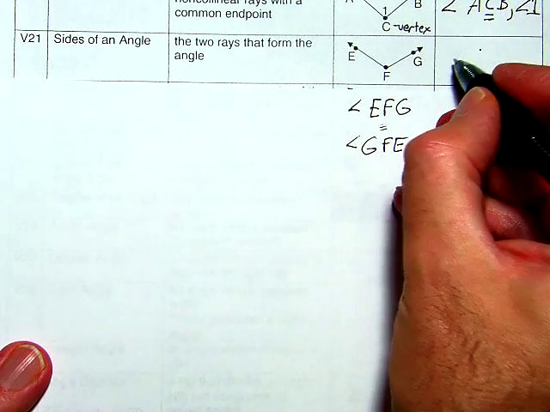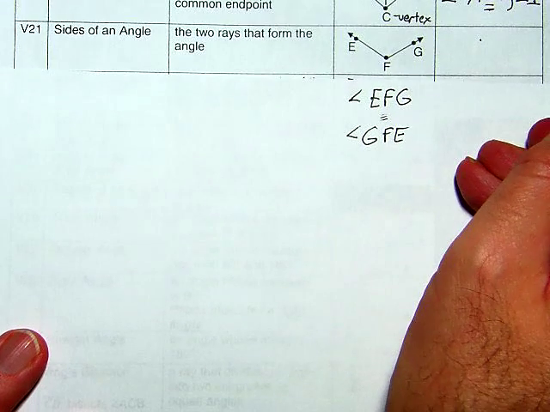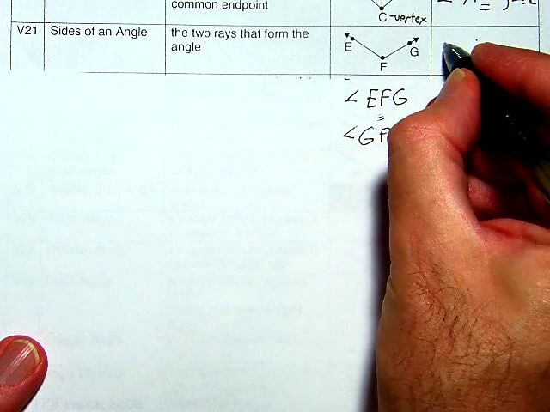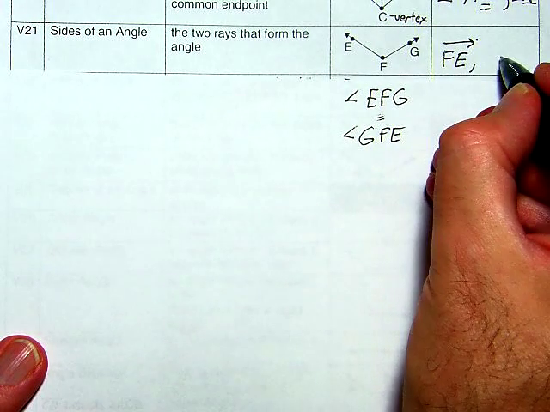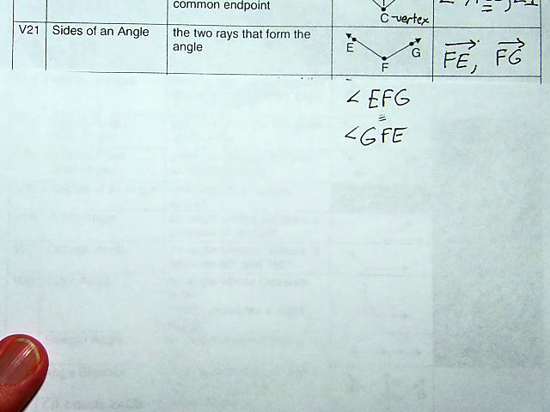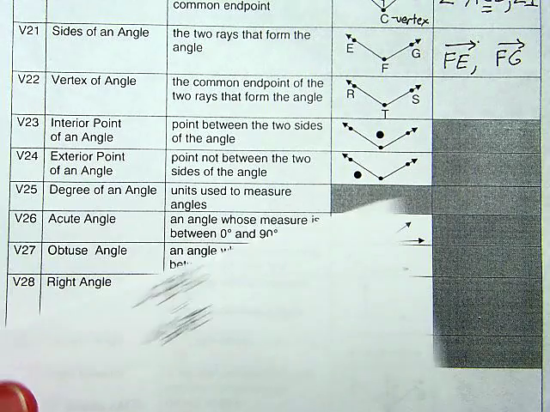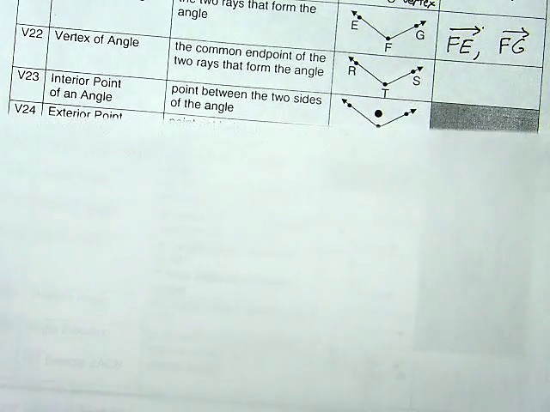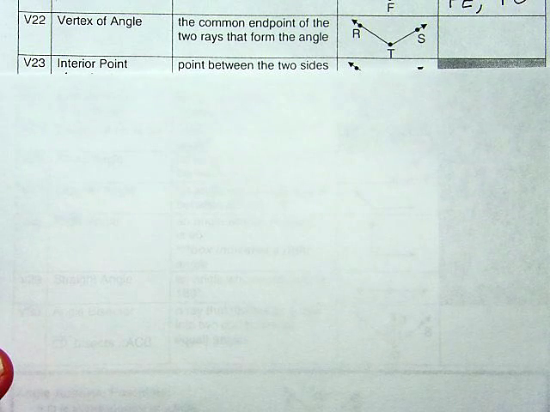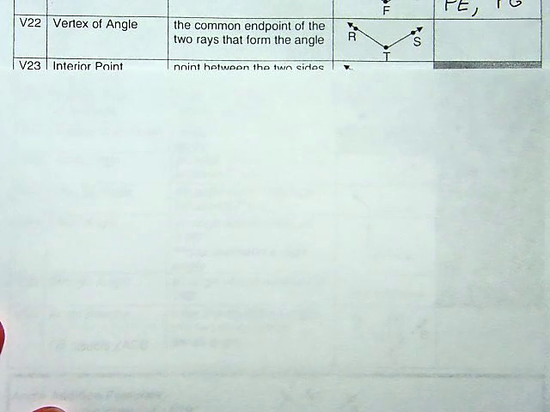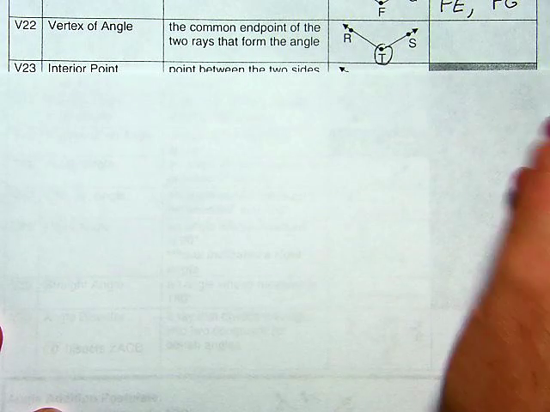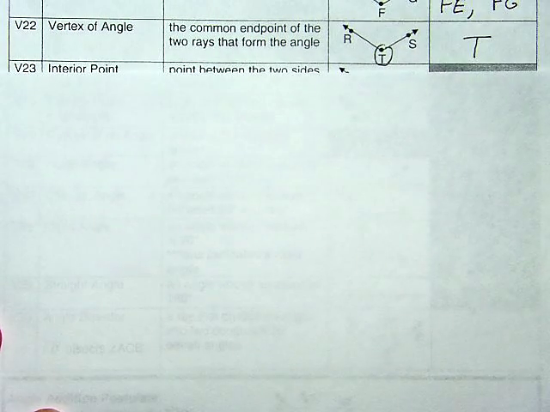Well, that would be, and again, you should freeze the video and try to answer that question yourself first. But the answer is going to be ray FE, as well as ray FG. Those are the two rays that form the sides of this angle. The vertex of the angle is defined as the common endpoint of the two rays that form the angle. And we've already more or less said in other ways that that would be point T here. So in this case, T is the vertex of the angle.